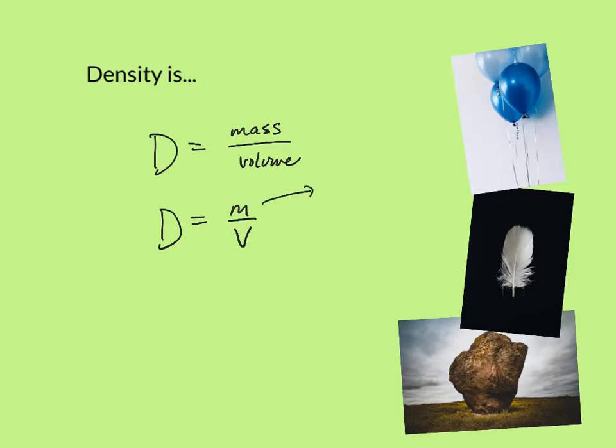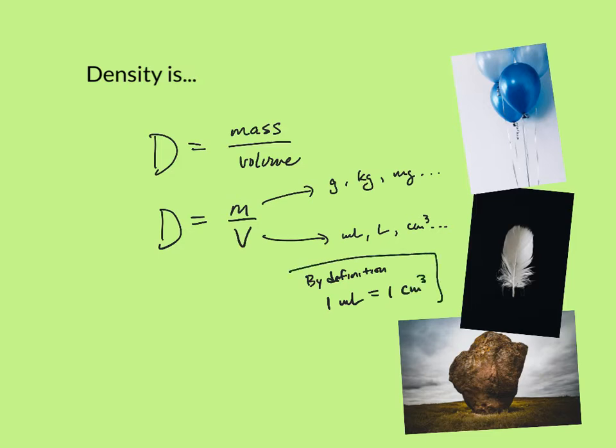And the M can be in any mass units: grams, kilograms, milligrams. Volume can be in any volume units: milliliters, liters, cubic centimeters, and this goes on and on. Let me tell you one thing here that's super useful. By definition, 1 milliliter is exactly equal to 1 cubic centimeter. That is a handy fact, and I suggest that you jot that down in your notebook, and perhaps that will help you remember it when you need it.